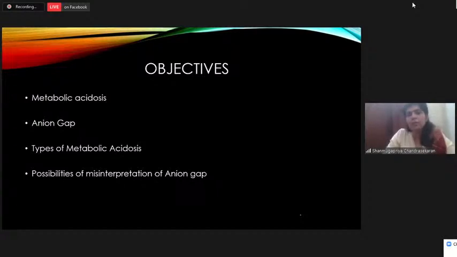And then the possibilities of misinterpretation of anion gap. Sometimes you look at an ABG chart and you think it's a case of high anion gap metabolic acidosis, but just by looking at a number, it is not going to be a right way of interpretation. Because it's a calculated value, anion gap by itself includes 4 values. So there is always a possibility of misinterpretation of anion gap, which we all should have in mind.